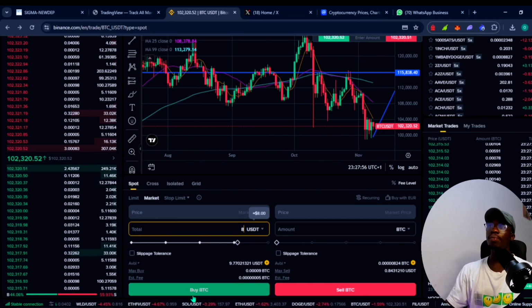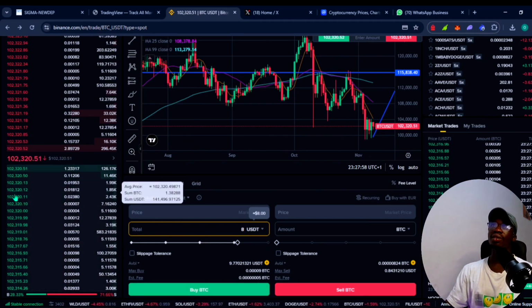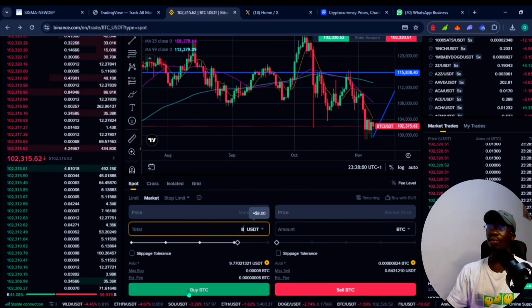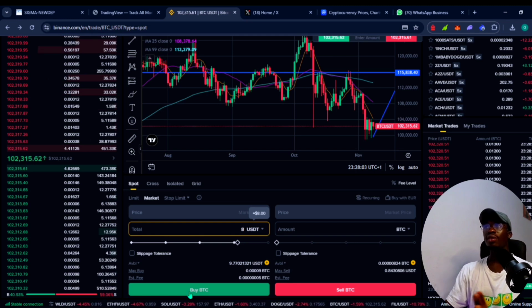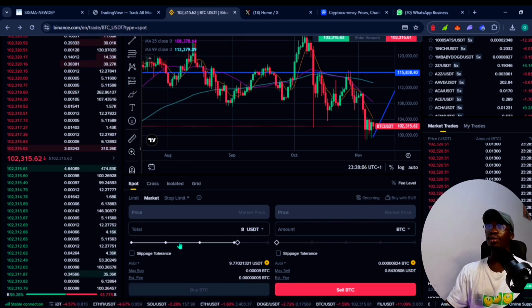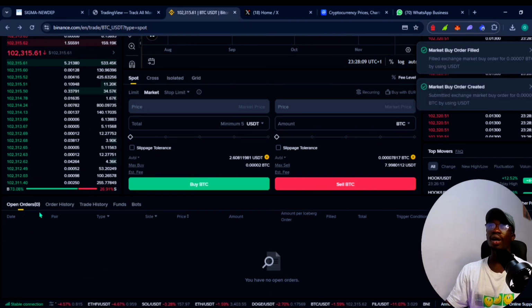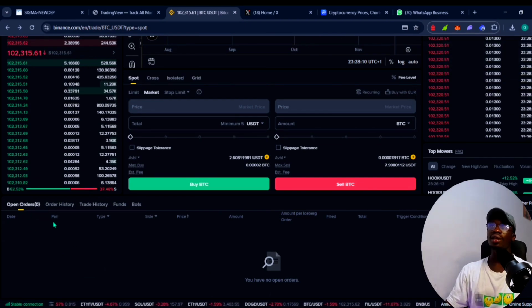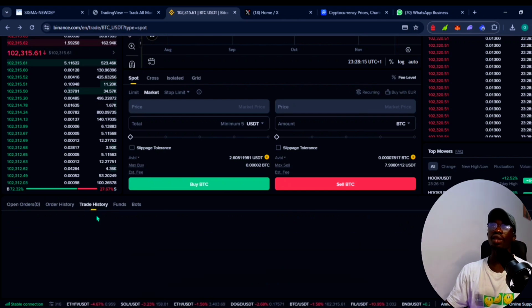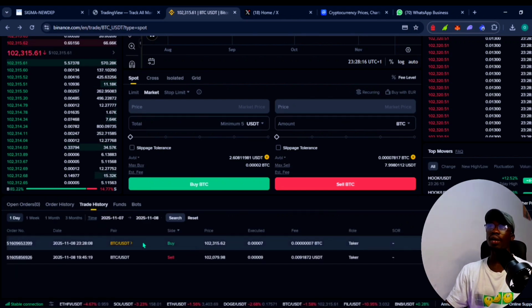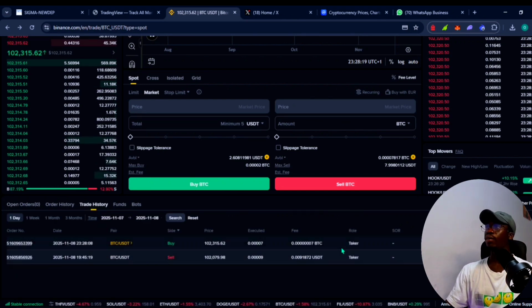If I were to click on buy right now, it's definitely going to buy the USDT for me. Let's just do this for an example. I click on buy, and you see when I come down, I'm not going to have open orders. Instead, what I'm going to have is trade history. I'll have it in my trade history that I bought at a particular price, and you see the time and the order number.